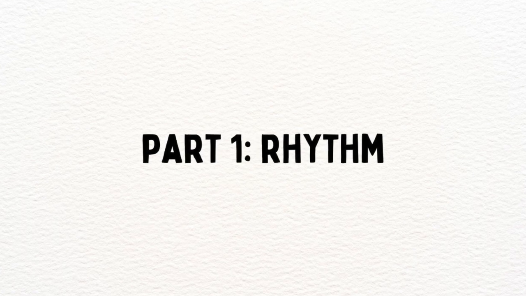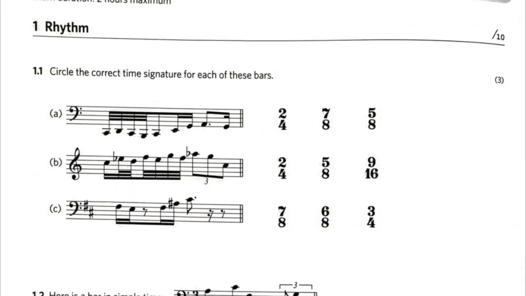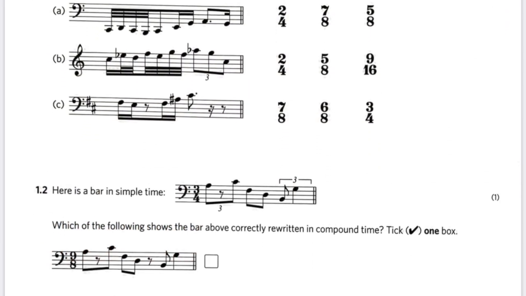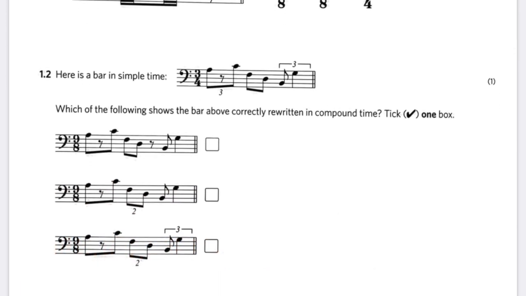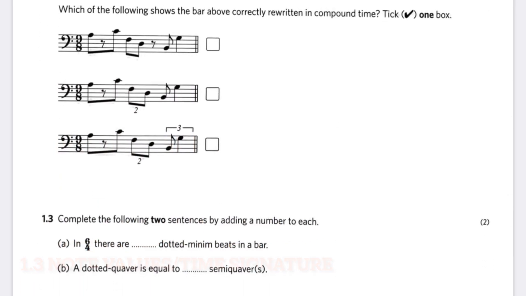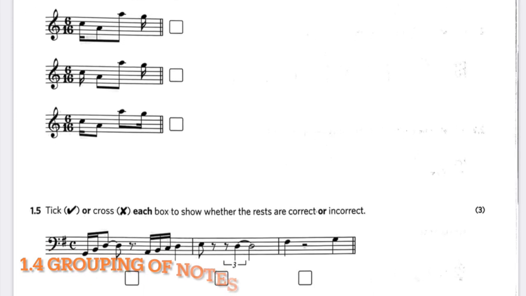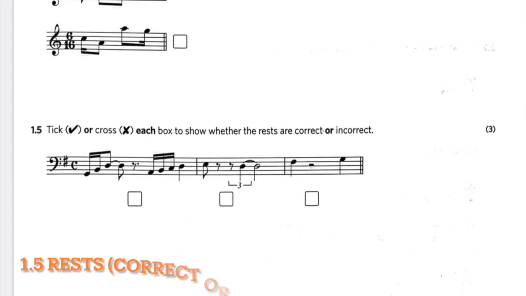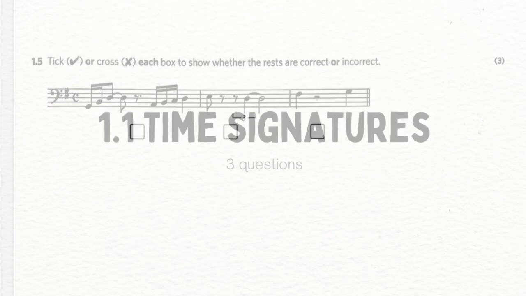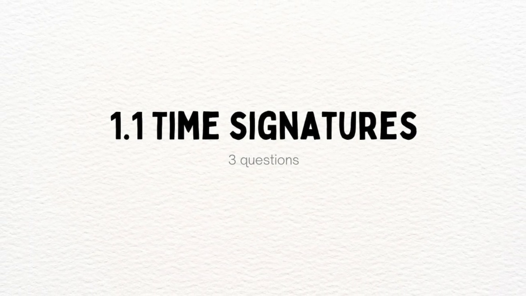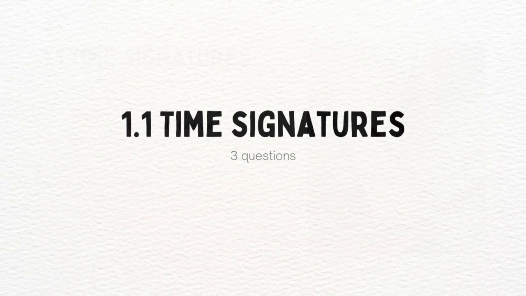Now I'll go through each question in Part 1, rhythm. And this is an overview. The time signatures, simple to compound, note values or time signature, the grouping of notes, and the rest. 1.1 will be about time signatures and there will be 3 questions.